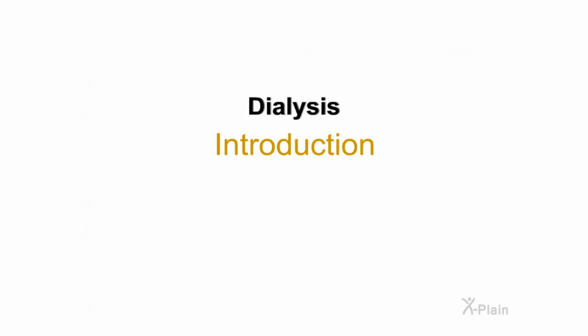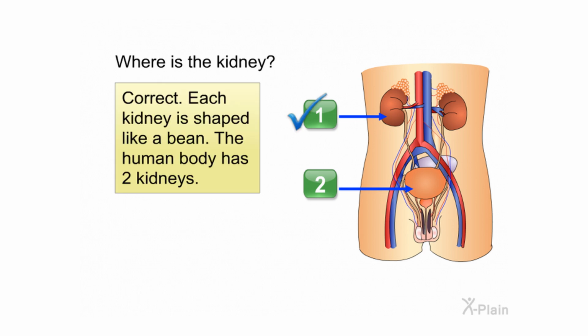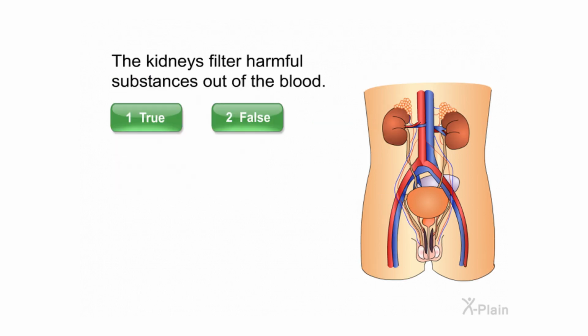Dialysis. Introduction. Where is the kidney? Choose one of the following options. Correct. Each kidney is shaped like a bean. The human body has 2 kidneys. The kidneys filter harmful substances out of the blood.